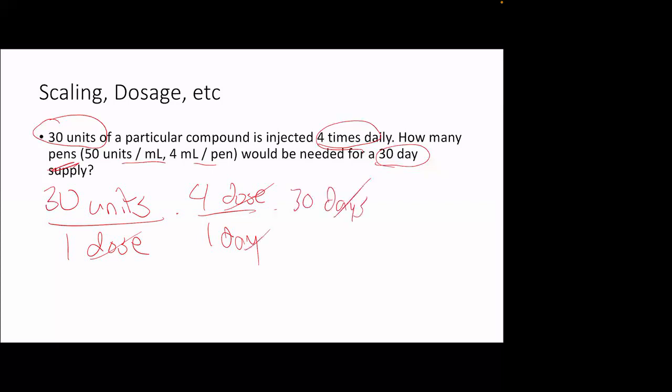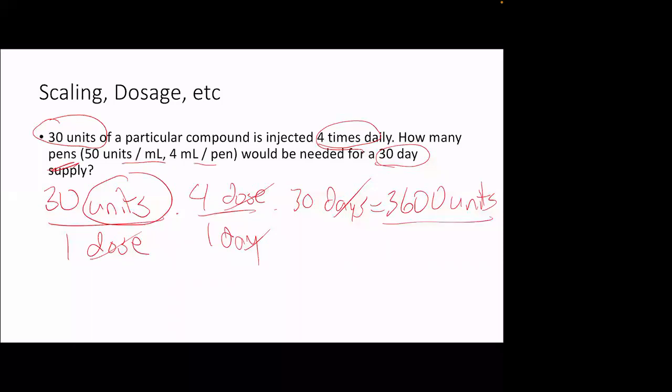Now, obviously, some of you might have just seen that 30 units times 4 times 30 gets us the total number of units. This is how you would think of it from that dimensional analysis perspective, because notice our final thing is all in units, so we're good there. So 30 times 4 times 30 gets us to 3,600 units in total for that 30 days. And now that we have that, we can extend it to go from units to pens.